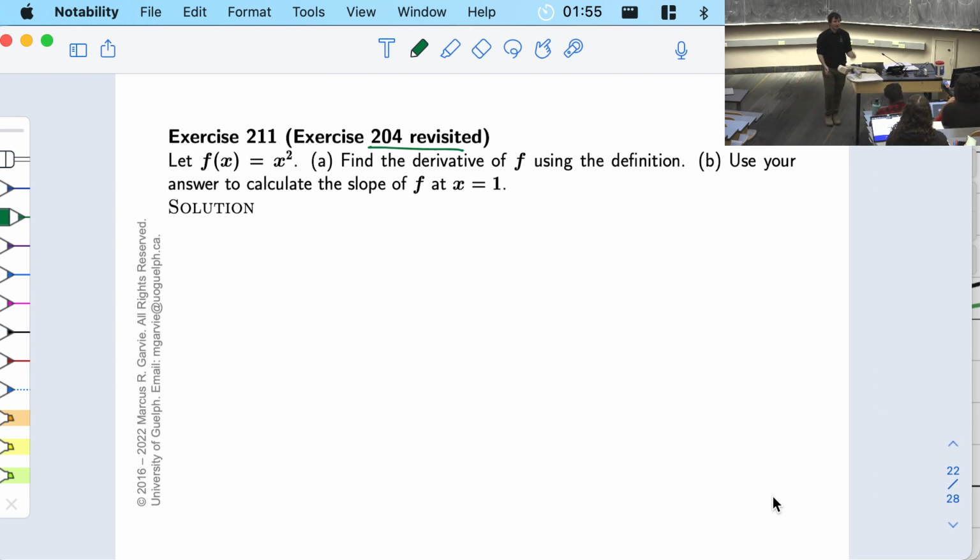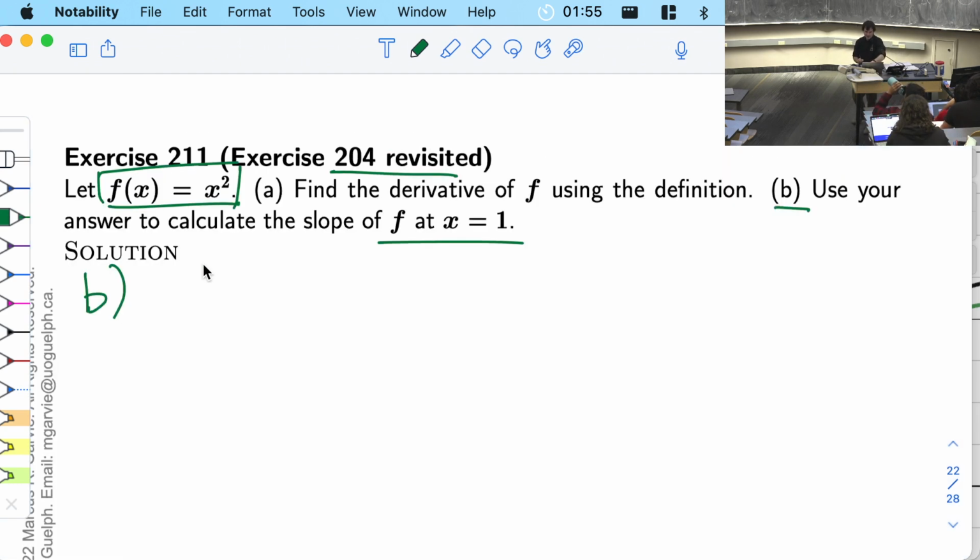All right. We're going to do part B. Part B says, use the answer to calculate the slope at x equals 1. That's exactly what I want to do. The slope of the tangent line at x equals 1 for the function f of x equals x squared. So we're going to do part B first. Part B says, please find the slope.